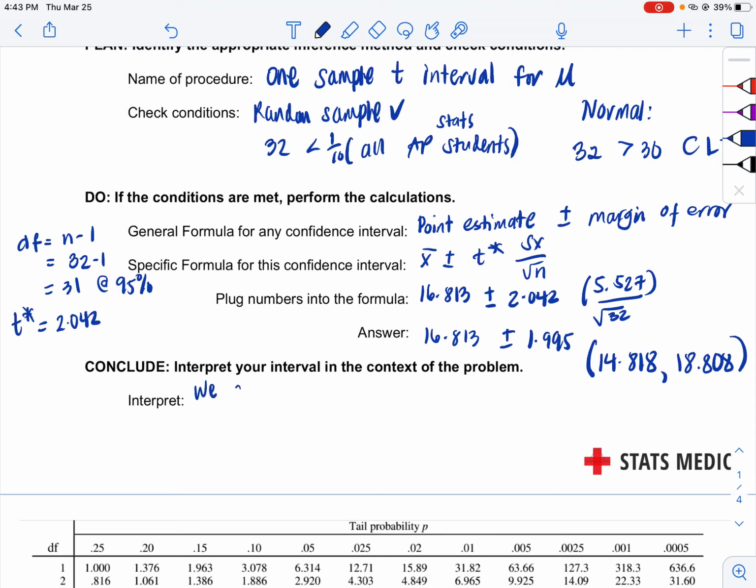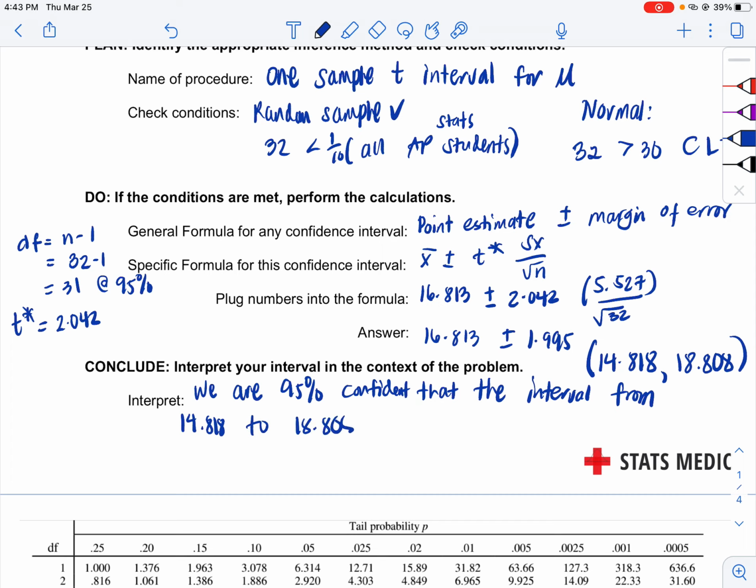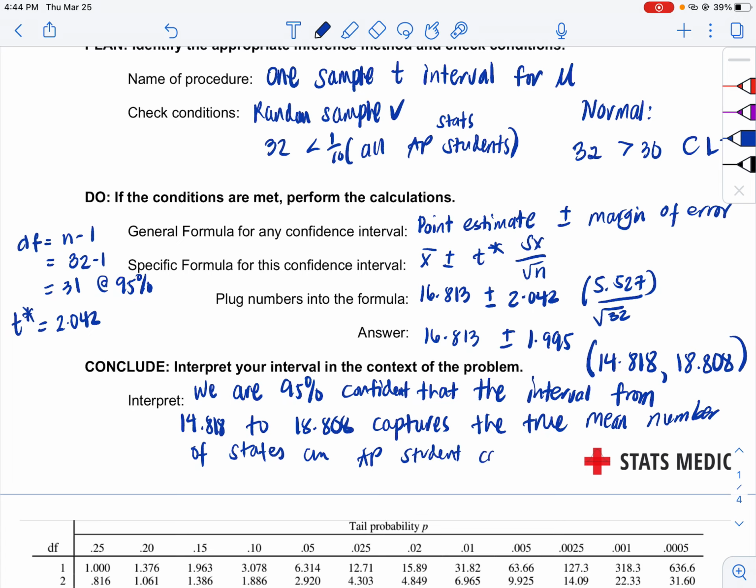Now interpret your interval in the context of the problem. We are always going to start with: we are 95% confident that the interval from 14.818 to 18.808 captures the true mean number of states an AP Stat student can name in 1 minute.